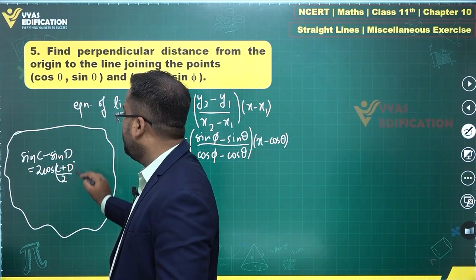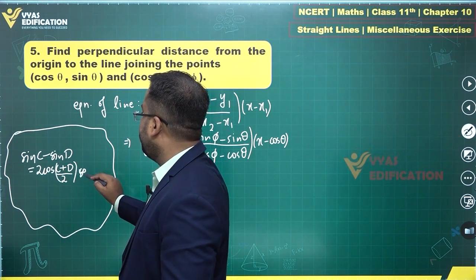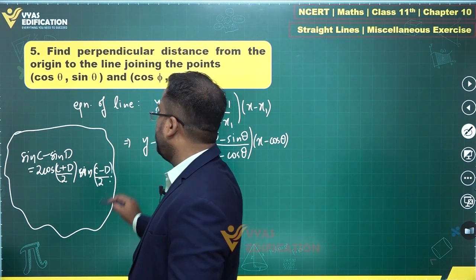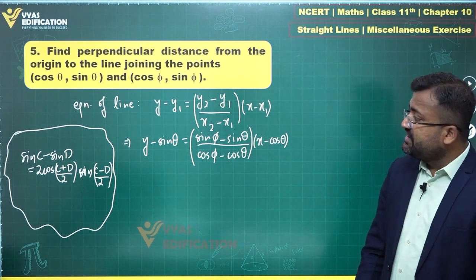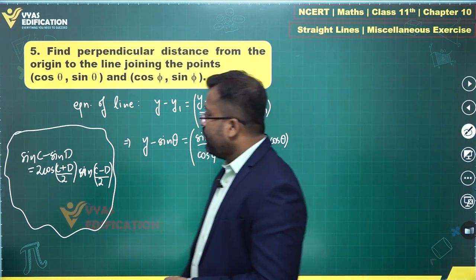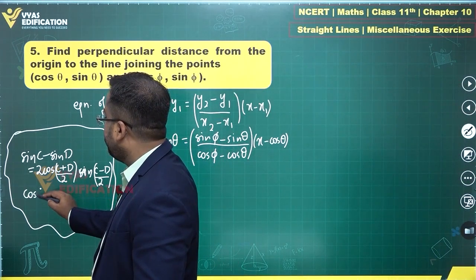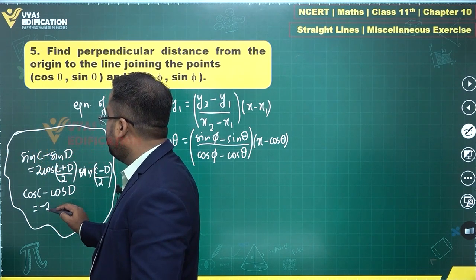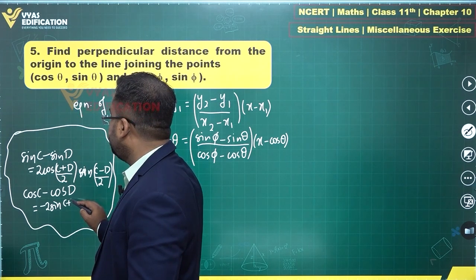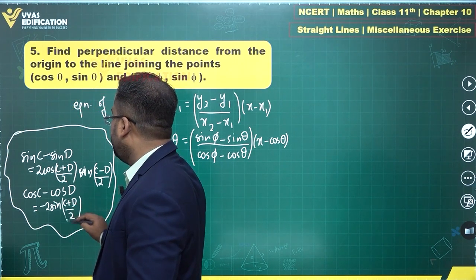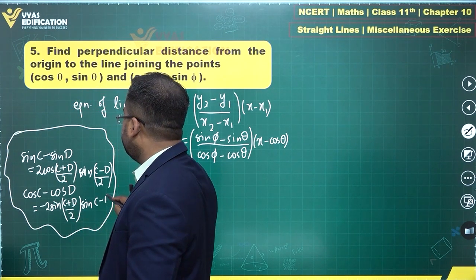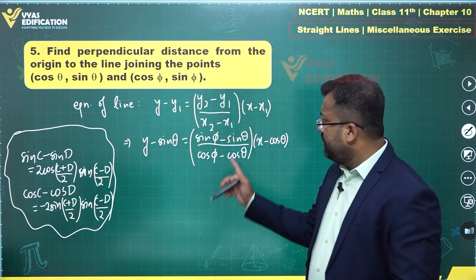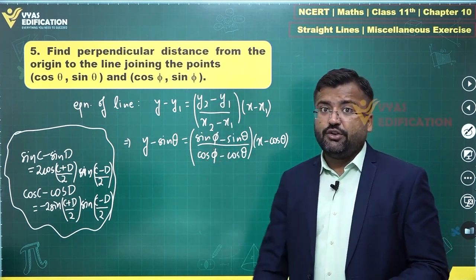sine (C minus D) by 2. This is what you get, right? 2 cos (C plus D) by 2 sine (C minus D) by 2. What about cos C minus cos D? This is equal to minus 2 sine (C plus D) by 2 sine (C minus D) by 2. So using these formulae, you can transform this complicated expression into a simpler expression.